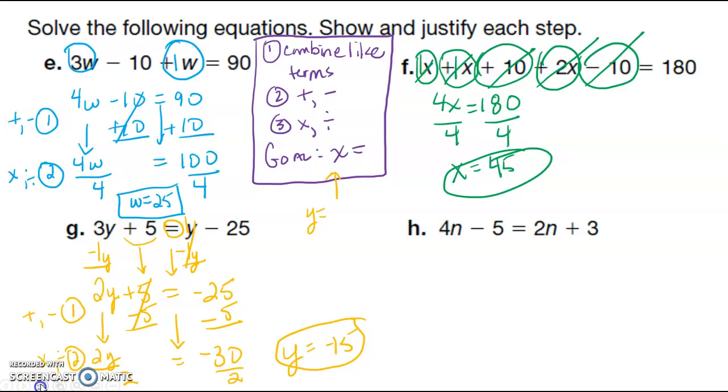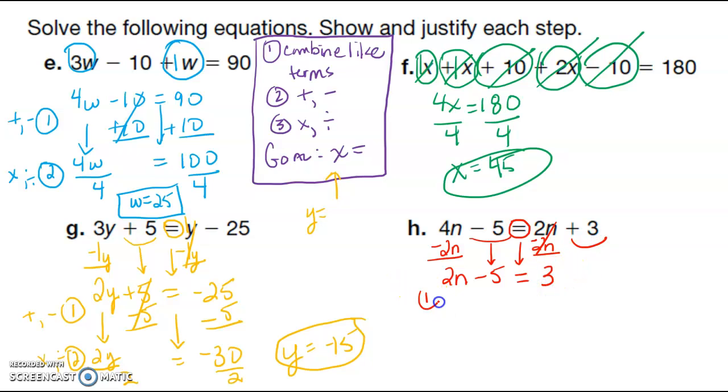Let's pick a different color. Here we go. All right, so same situation over here. My equals is here, and I have n on this side and n on this side. So I'm going to take the smaller and bring it over here. This goes away. 4n minus 2n is 2n. My minus 5 comes down. My equals comes down. My 3 comes down.